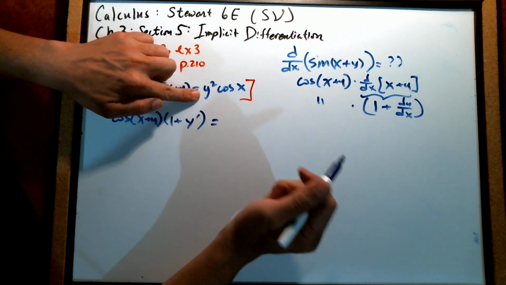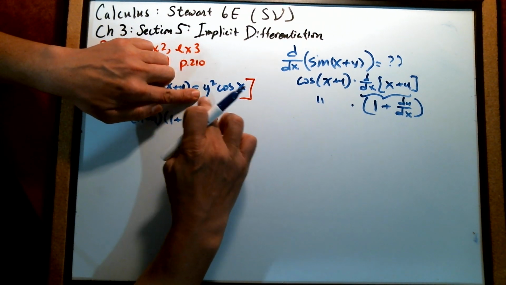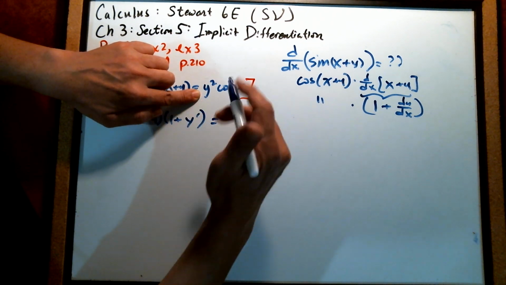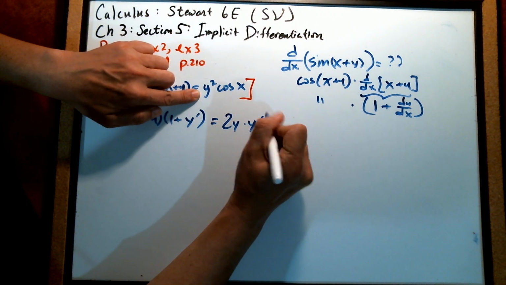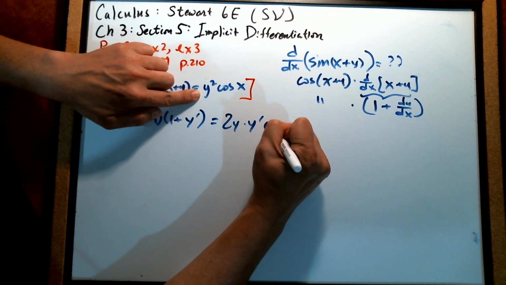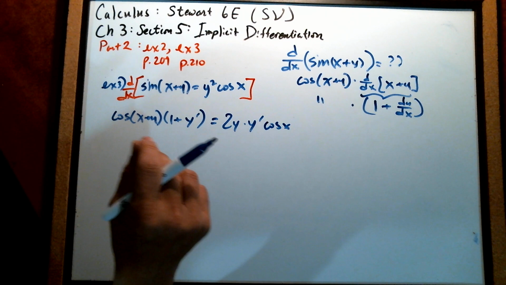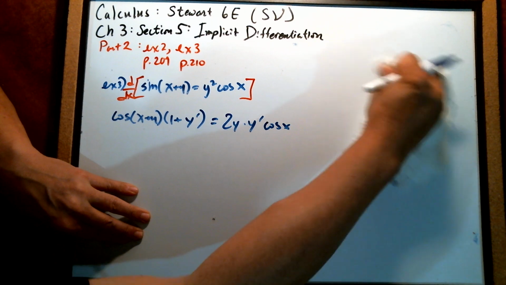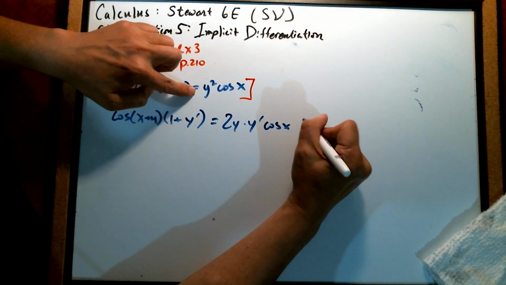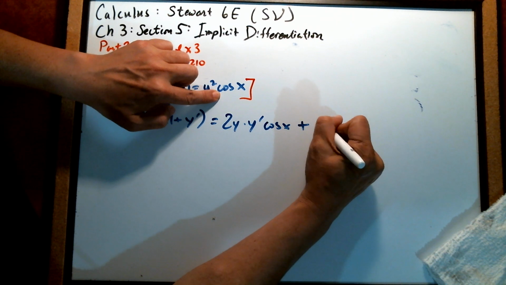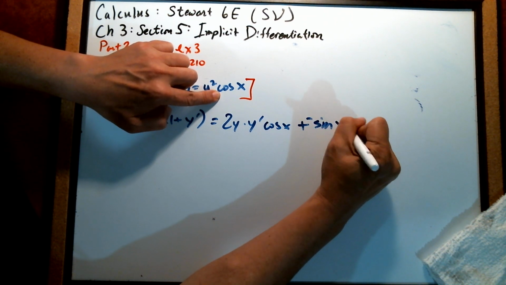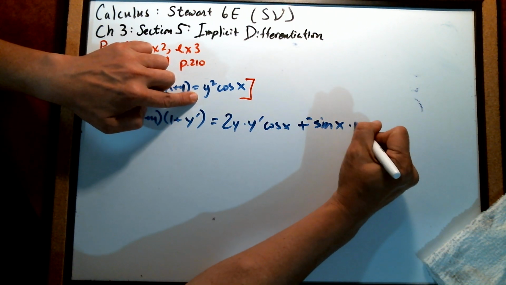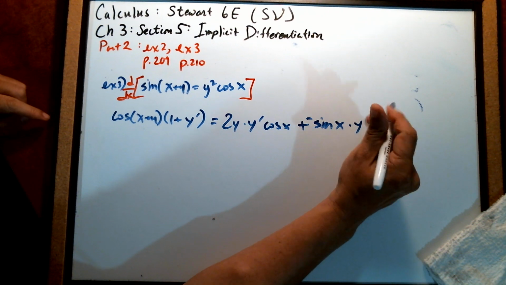Now we have to take the derivative of the right side. Now you notice it's a product rule, right? Y squared times cosine of x. I just take the derivative of the first, which is 2y times y prime, times the second, which is cosine of x. I'm going to clean this up a little bit so we have a little bit more space. Plus the derivative of cosine of x, which is negative sine of x, times the derivative of x, which is just 1, right? Times y prime, y squared.